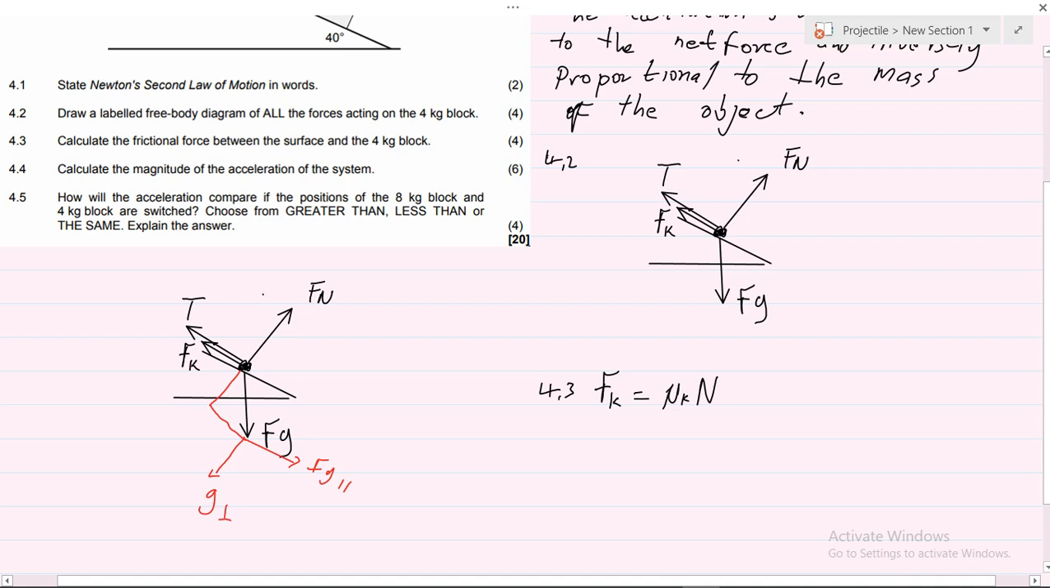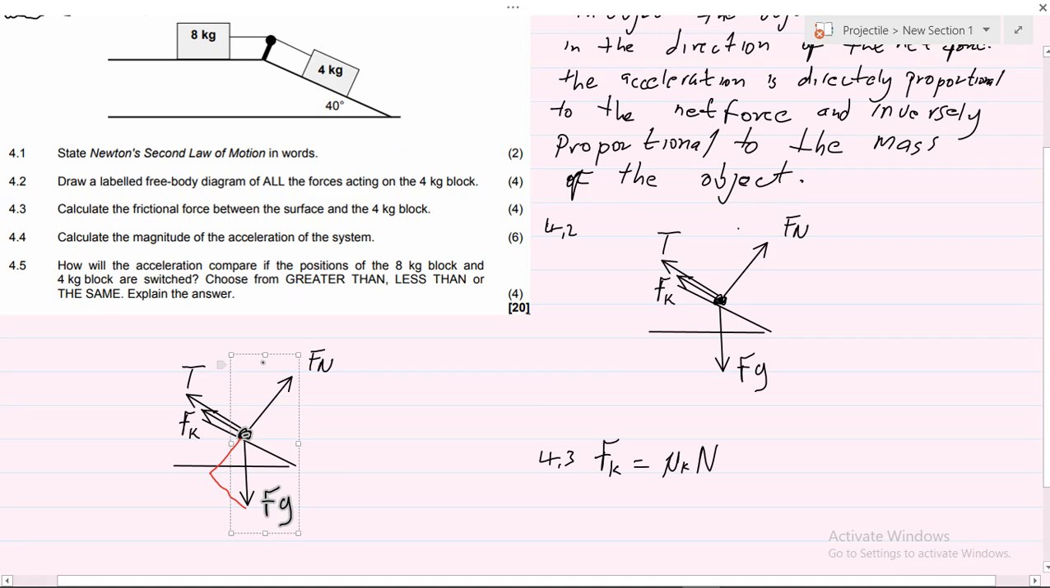Okay, let me quickly erase this, so that my diagram does not look complicated. Now we remember that Fg perpendicular is perpendicular to the surface, and Fg parallel is parallel to the surface the object is on. We remember that the angle between the incline and the horizontal is 40 degrees. So this angle, in the triangle formed by Fg, Fg perpendicular and Fg parallel, is always the angle between the incline and the ground, which is 40.